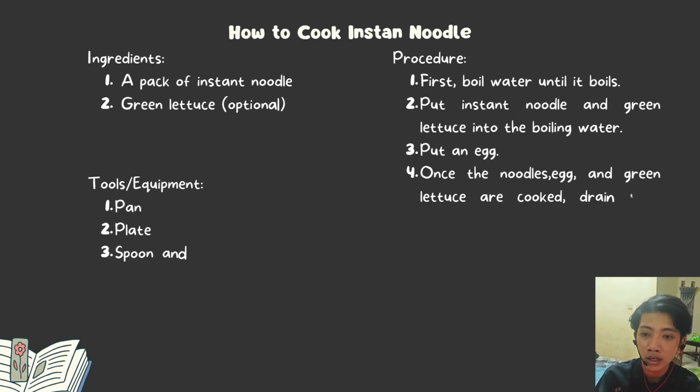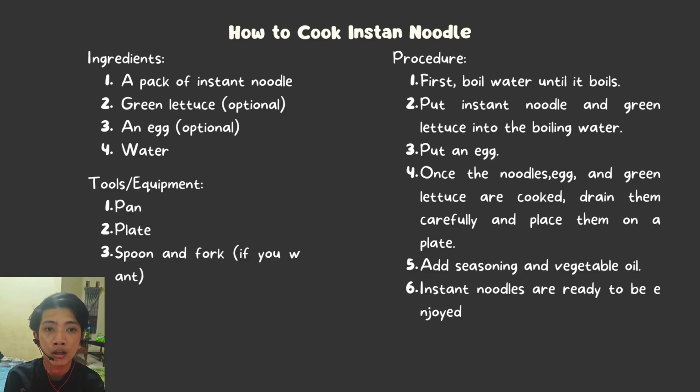Okay, now this is the example of procedure text. The example is how to cook instant noodles. For ingredients, the first one is a bag of instant noodles, then green lettuce, which is optional, an egg, and this is also optional, and the fourth one is water. And the tools or equipment used to cook instant noodles are a pan, plate, spoon, and fork if you want to use it.